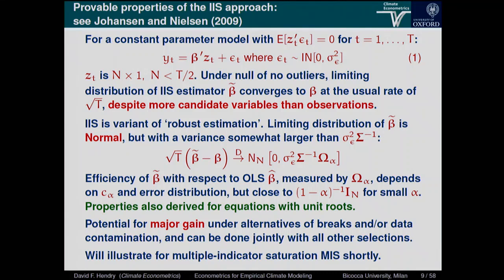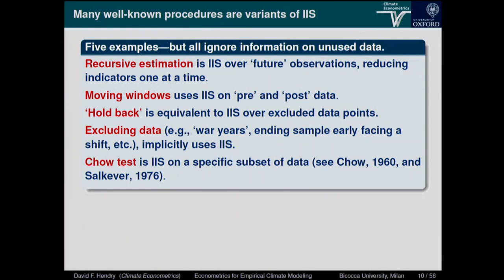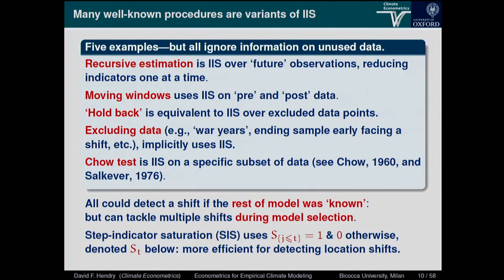And I'll illustrate it today by looking at how we apply it in multiplicative indicator saturation, that should be. Now, many of you have done IIS without knowing it, just as you speak prose without knowing it. So there's recursive estimation as an example, moving windows, holdback, excluding data, the Chow test. These are all examples of specific implementations of IIS, and they all suffer from two problems. First of all, the rest of the model's got to be known before you can do either. And secondly, they're not using the information that you could have got by looking at what's happening to the indicators over the period outside the one you're using.